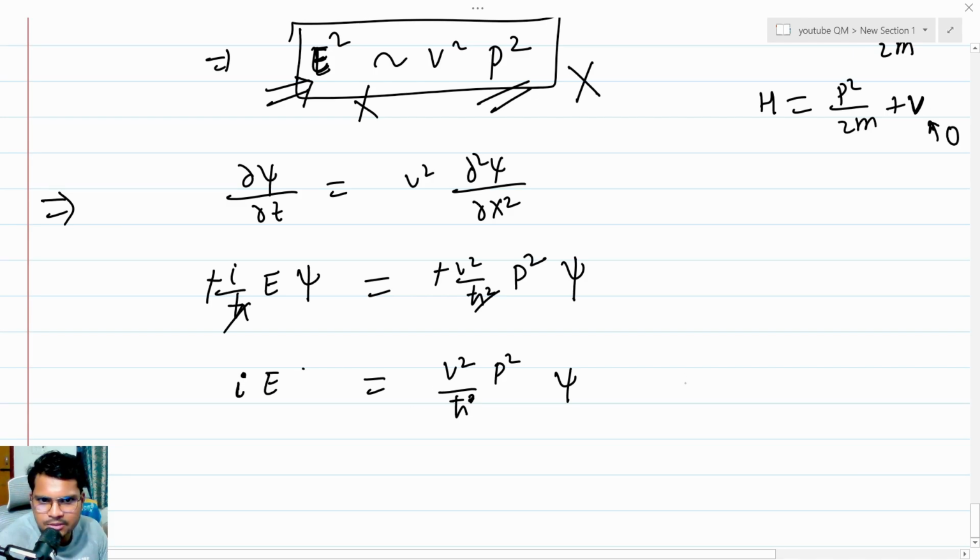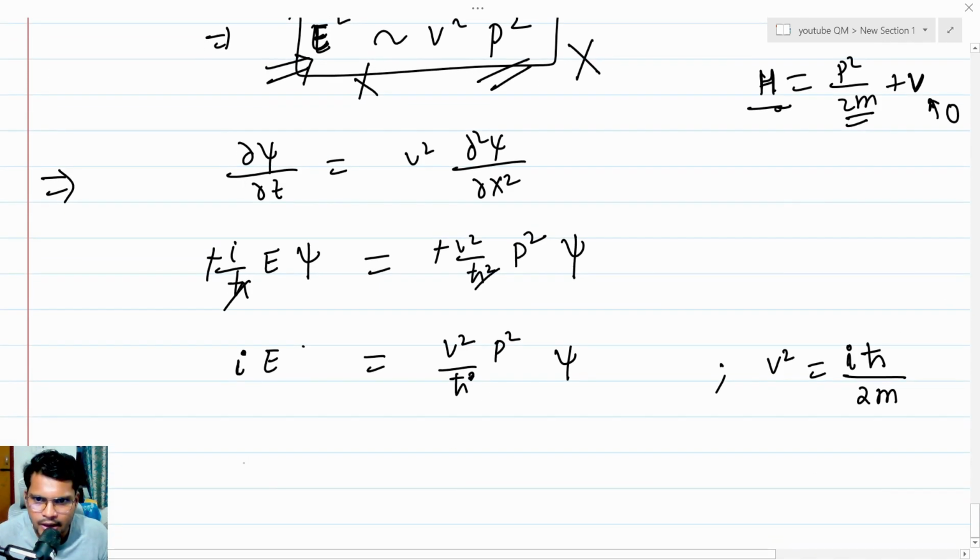So therefore, what I can simply say is, why don't you just do this, because you see this is energy and H is p squared by 2m, and let us say that your system is closed, H would become E. Therefore I have to remove this one. So v squared is h bar. I have to remove this i, it should be multiplied by this, and also this 2m, because I require also 2m. And hence I got iE is equal to i h bar over 2m p squared psi.